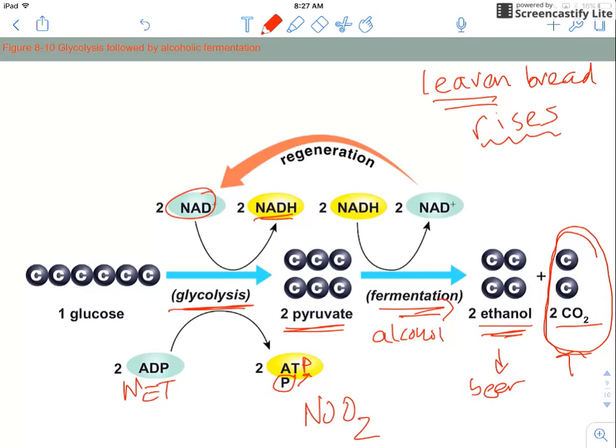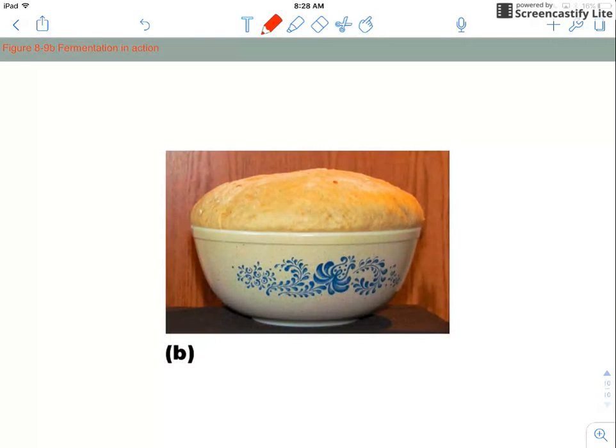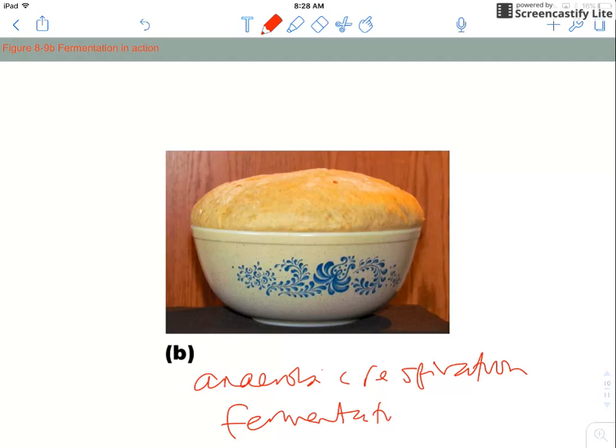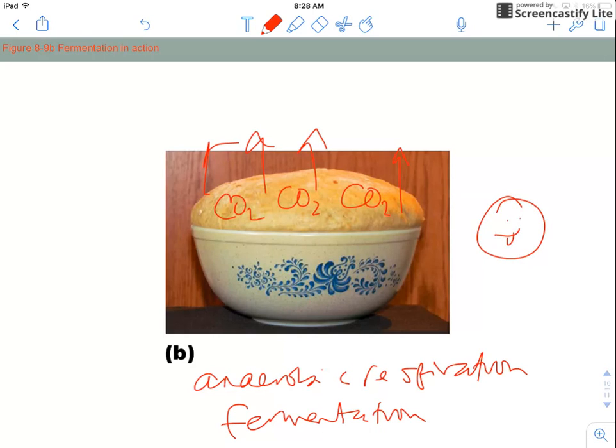And then I think we have one more slide. And look, there is yeast in action. Anaerobic respiration. I really need to work on my handwriting. Fermentation. Ready? CO2, CO2, CO2, all making this bread rise. And then put it in the oven and yum, yum, bread. That does not look like a happy, yummy face, but it'll do.